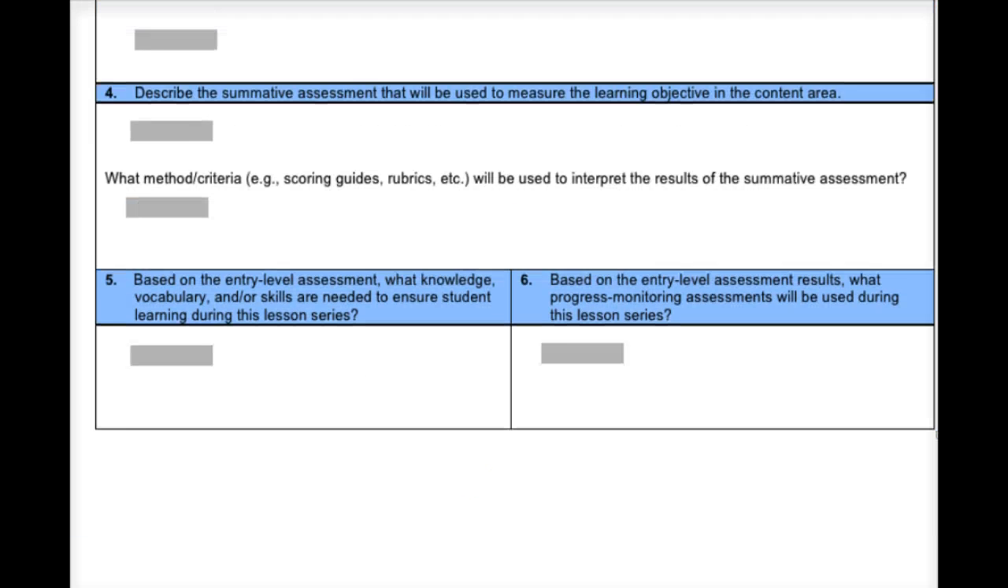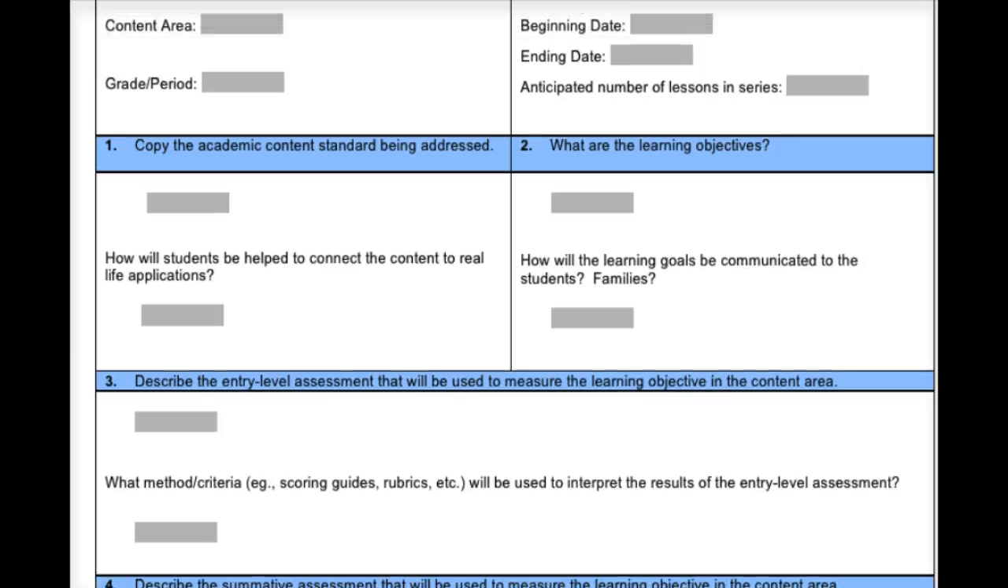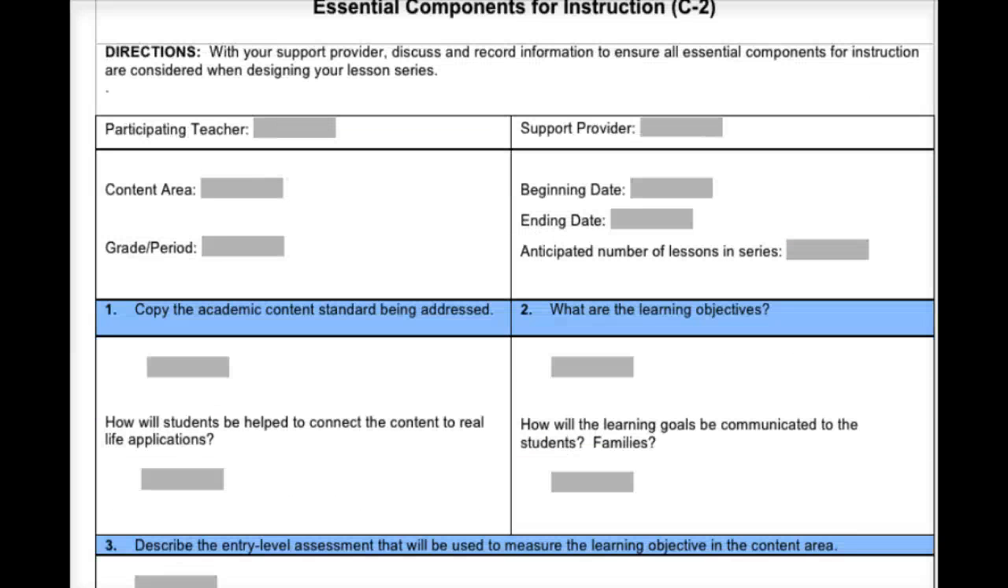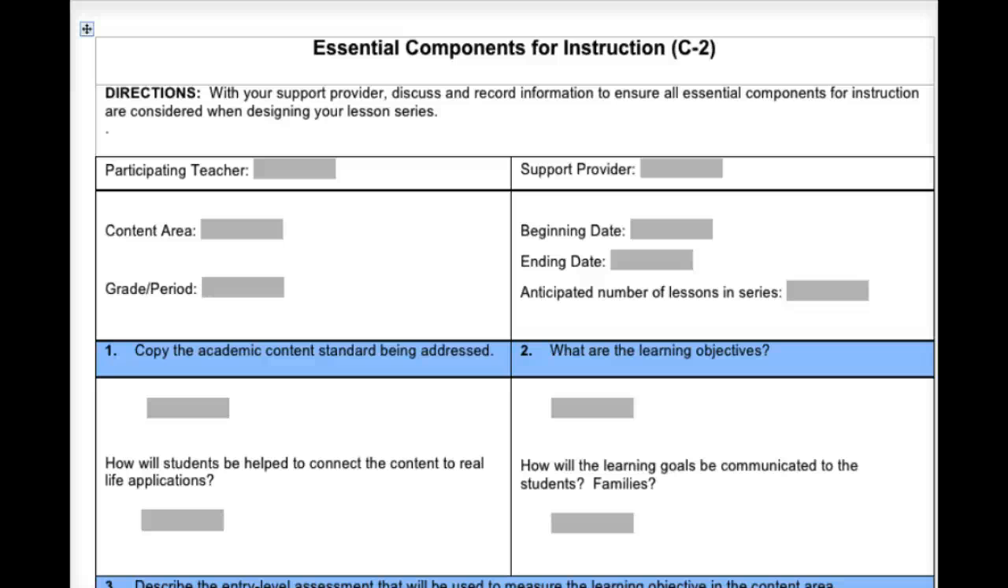Again, all of the questions here are very carefully crafted to support us to consider all aspects of what we include in our lessons and our assessments as we move through our inquiry. Your conversations with your support provider are critically important. It also is extremely important that this is completed prior to your inquiry.